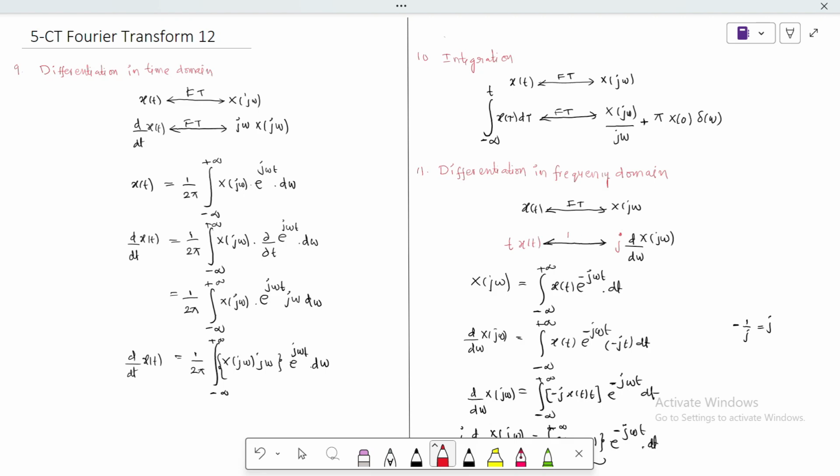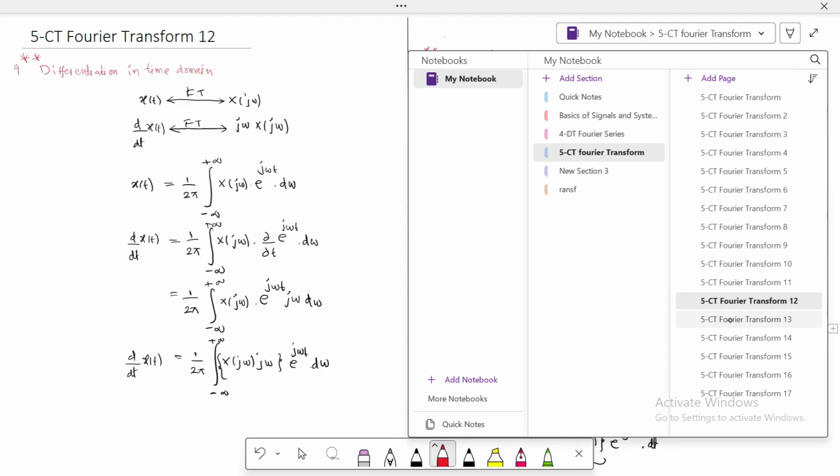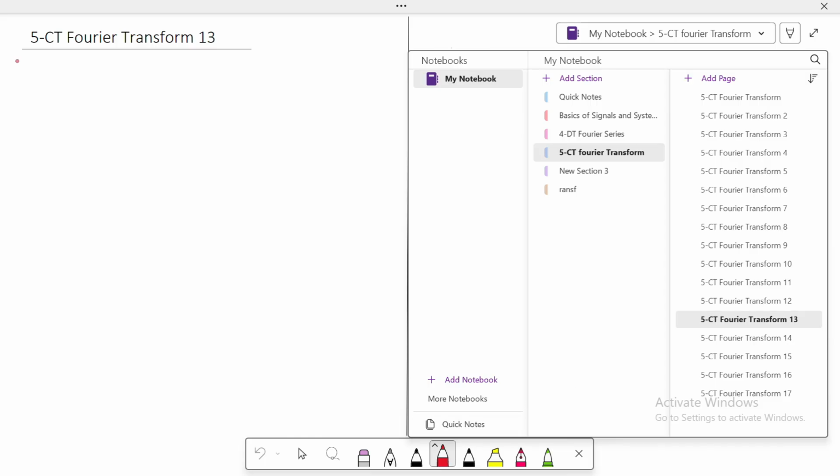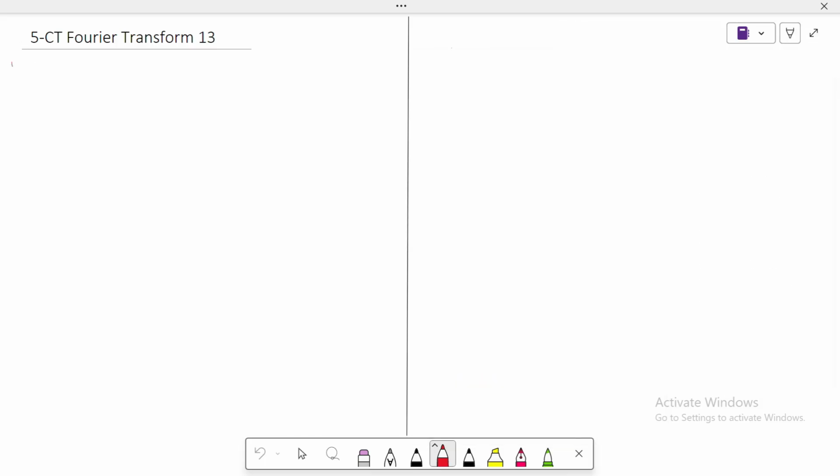So this is a very important property. This one and this one, and this integration property. So next, the 12th one.